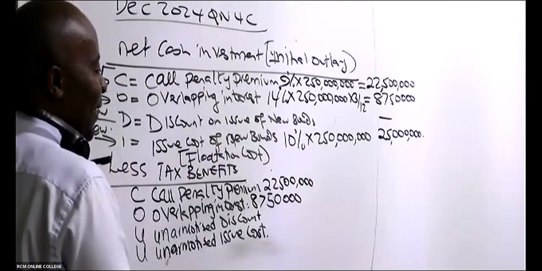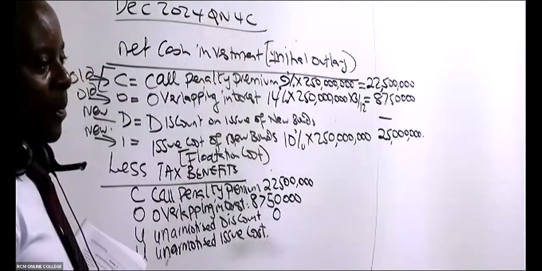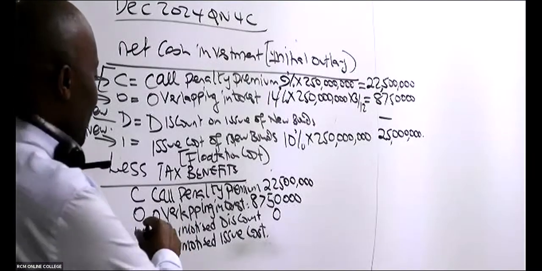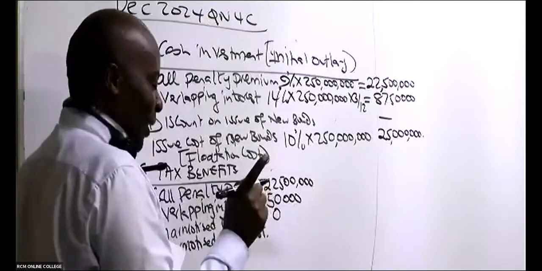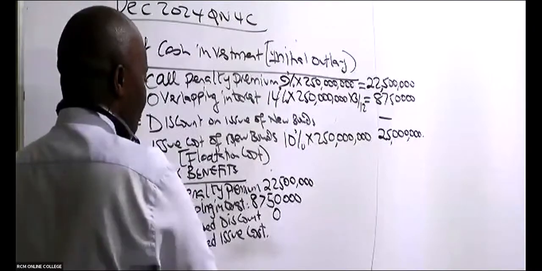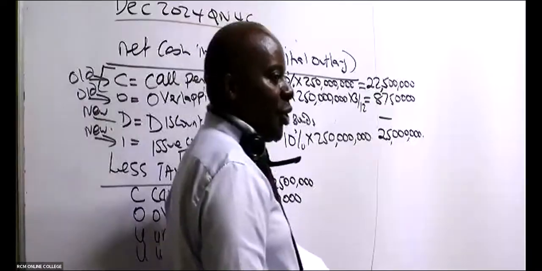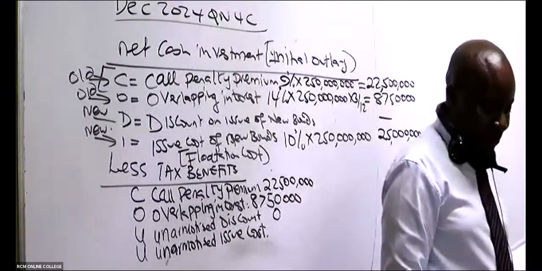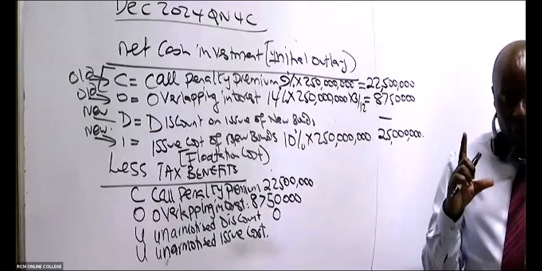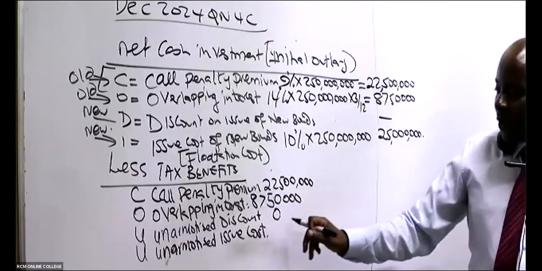So for unamortized discount, this question does not have anything to do with the discount. So then we have unamortized issue cost. When it is unamortized, it means for the old bond. Everything under here is for the old bond. Old bond values. So is there somebody who is able to see an unamortized issue or an unamortized flotation cost? How much? 900,000, right? 900,000.